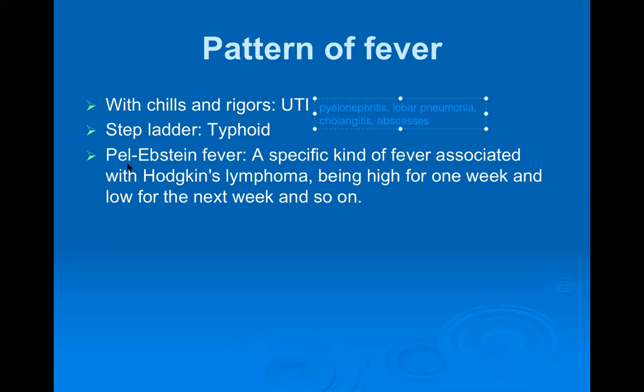Another important term is called Pel-Ebstein fever. This Pel-Ebstein fever is the hallmark of Hodgkin's lymphoma, and in this fever there is a febrile period for 1 week and an afebrile period for the next week, and again the febrile period will come back. So it is alternate weeks of febrile period and afebrile period. This is Pel-Ebstein fever. This is a very important question which can be asked in the exam. Try to remember this, okay? And Hodgkin's lymphoma is a type of lymphoma. Lymphomas are malignant tumors which arise from the lymphatic tissue.